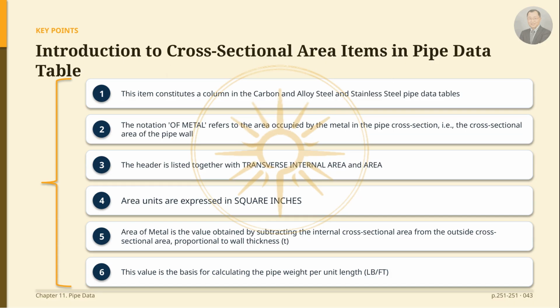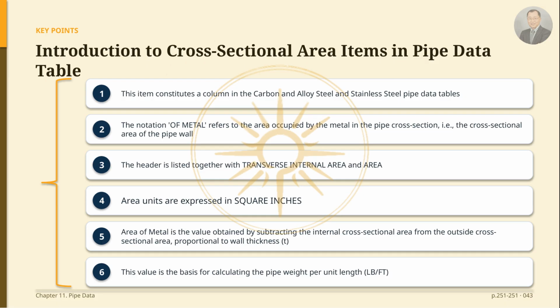table. Area of metal, as written in the original text, refers to the cross-sectional area occupied by the metal, that is, the pipe wall, when the pipe is cut transversely. This item forms a group in the table along with the transverse internal area, and the unit of area is expressed in square inches.